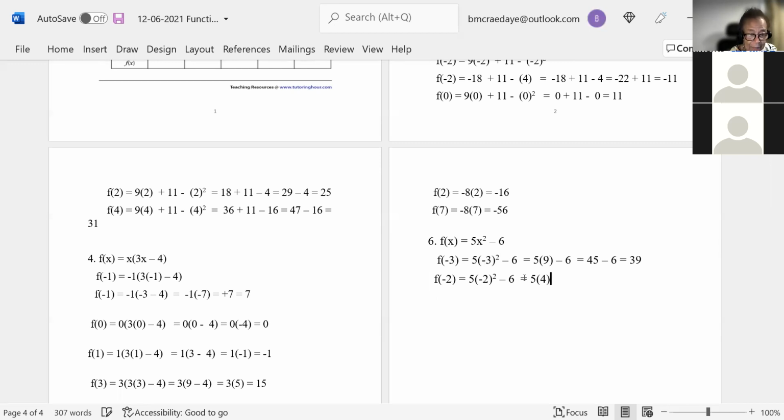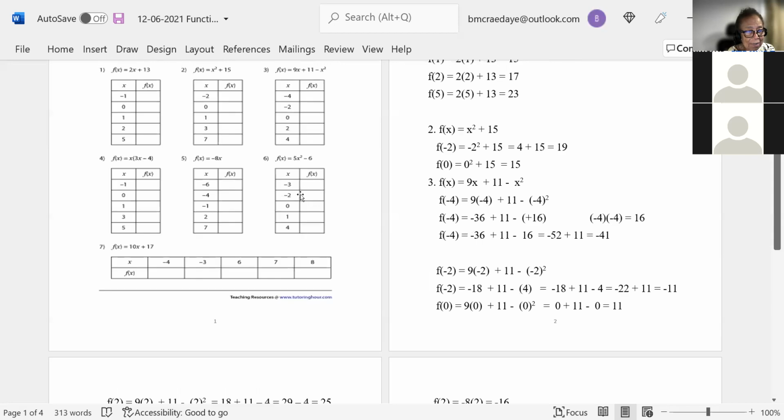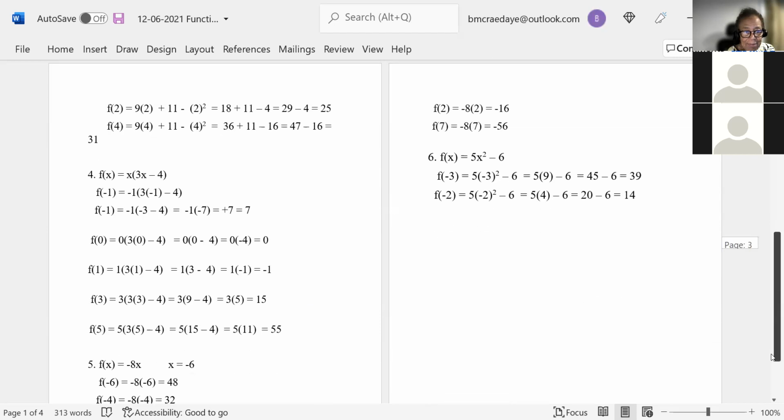So 5 times 4 minus 6. What's 5 times 4? 20. What's 20 minus 6? 14. That's your answer. That's your next entry in the table. So when it's a minus 2, put in your table 14. Right there. Okay. And then the next one is 0.